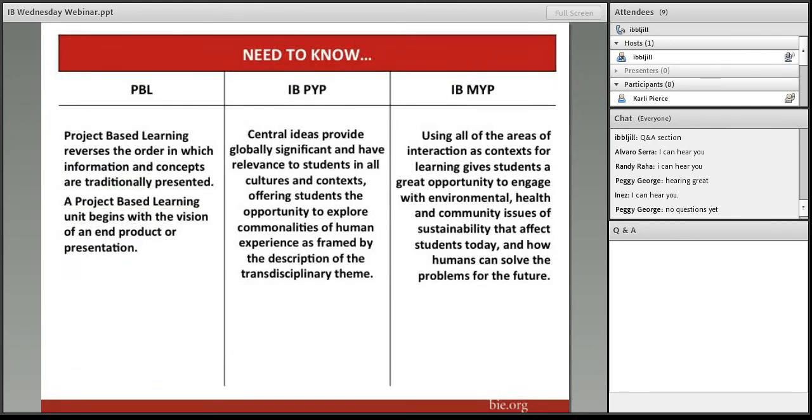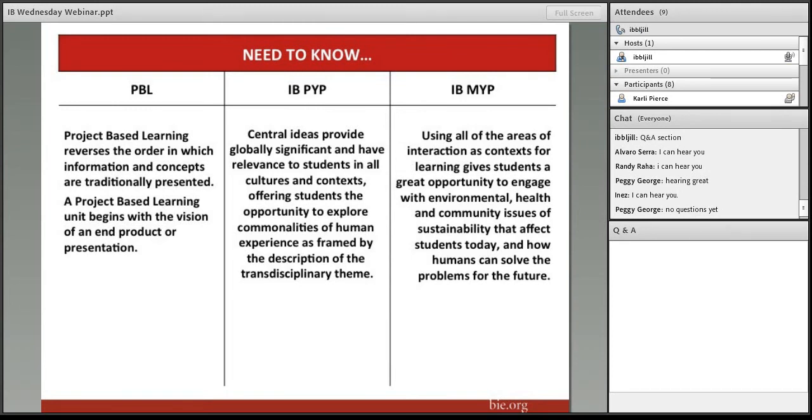So if we look at PYP and make these comparisons, we know that central ideas and globally significant concepts, they're relevant to students in their culture and in their context. So we want to offer students the opportunity to explore commonalities of human experience, relevant, real life, things that our students need to know.